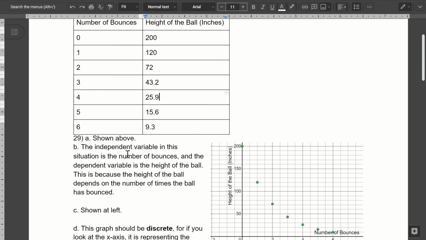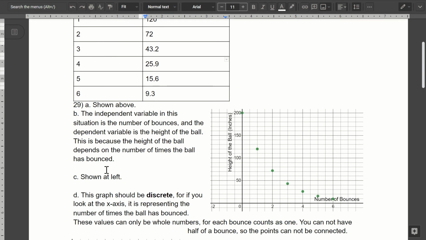The student said the independent variable in this situation is the number of bounces, and the dependent variable is the height of the ball. This is because the height of the ball depends on how many times it's bounced, right? We have a graph of this situation off to the right here. It's a great graph. It's different.